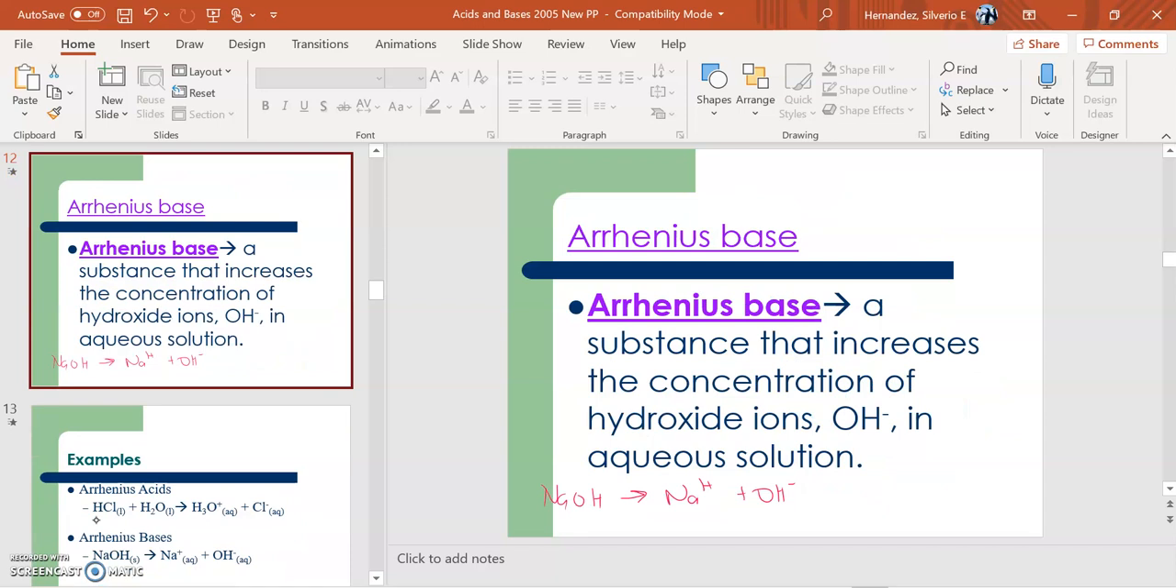The base, an Arrhenius base, is a substance that's going to increase the hydroxide ion concentration, right? In an aqueous solution, again, in water. So if I take sodium hydroxide and I place it into water, it's going to dissociate into these positive and negative ions, that sodium ion and that hydroxide ion, right? So if the substance that is dissociated increases this concentration of this ion, then that's going to be considered an Arrhenius base.